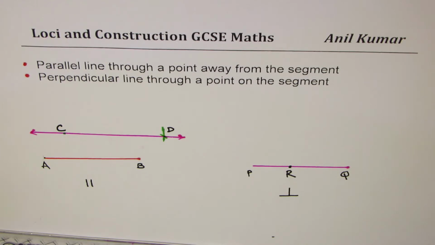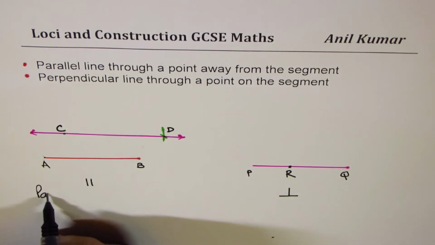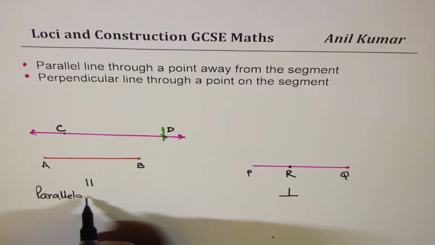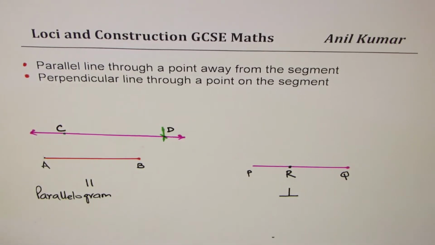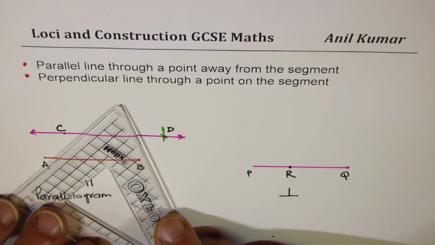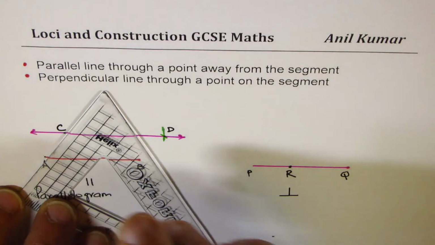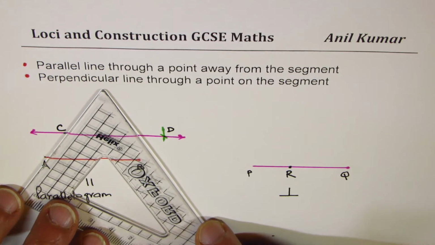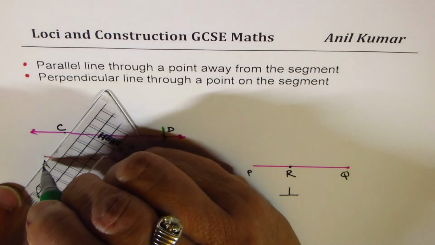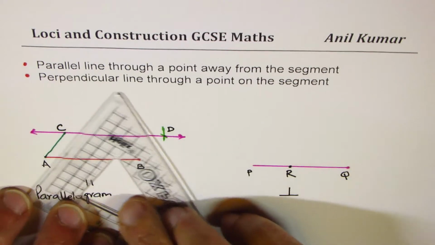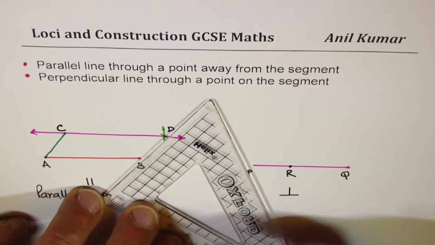Perfect. Now in case you want to sketch a parallelogram, so if the question was to sketch a parallelogram, in that case, what you should have done? In that case, you could have connected AC and BD, right? So that will give you a parallelogram like this. So this could be an extension to this particular application, right? So that becomes your parallelogram. Is that clear?